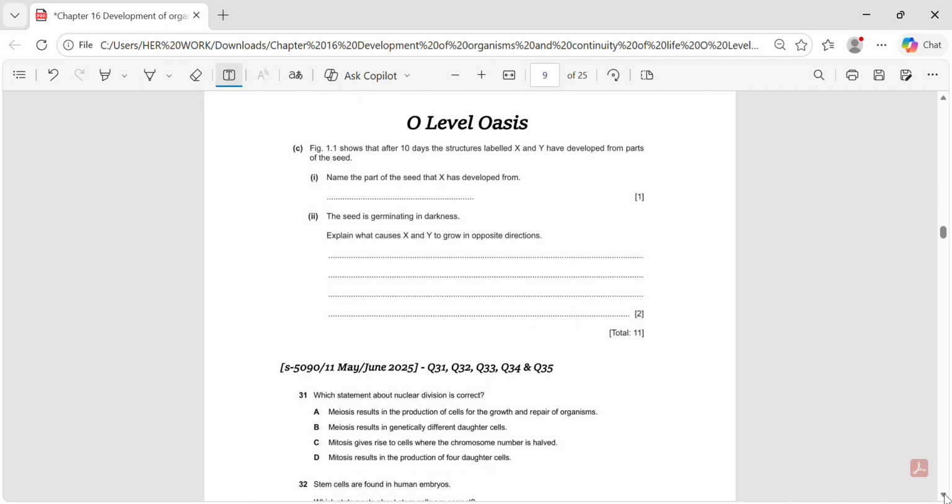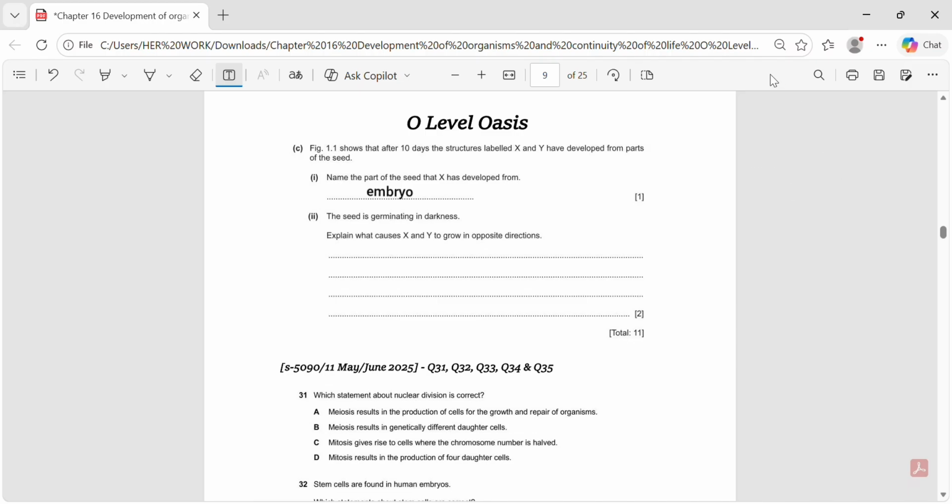Next, Part C says, figure 1.1 shows that after 10 days the structures labeled X and Y have developed from parts of the seed. Then Part 1 asks, name the part of the seed that X has developed from. So here, we need to identify the origin of structure X. The answer is X has developed from the embryo. This means that the embryo is the young plant inside the seed, and it develops into the main structures of the plant.